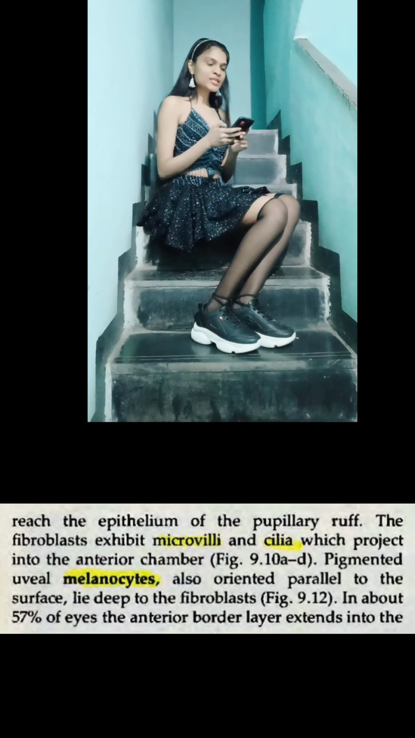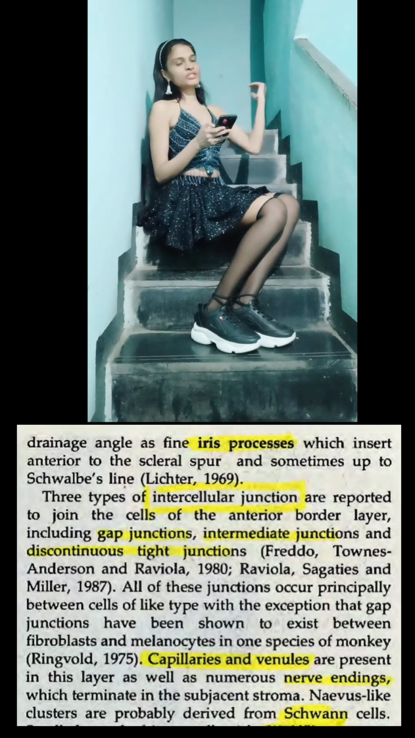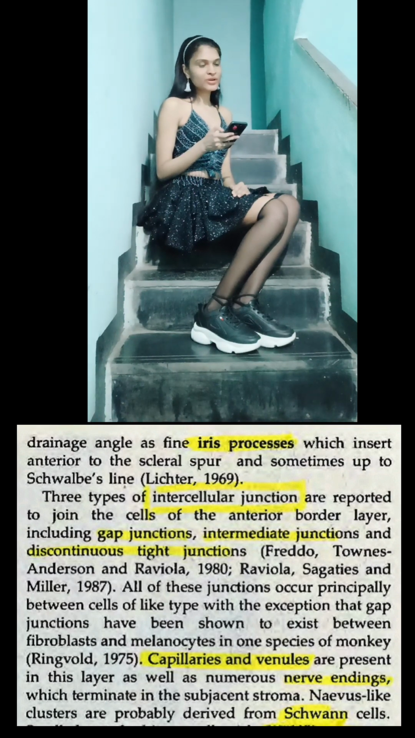The fibroblasts exhibit microvilli and cilia which project into the anterior chamber. Pigmented uveal melanocytes, also oriented parallel to the surface, lie deep to the fibroblasts. In about 57% of the eyes, the anterior border layer extends into the drainage angle as fine iris processes, which insert anterior to the scleral spur and sometimes up to Schwalbe's line.